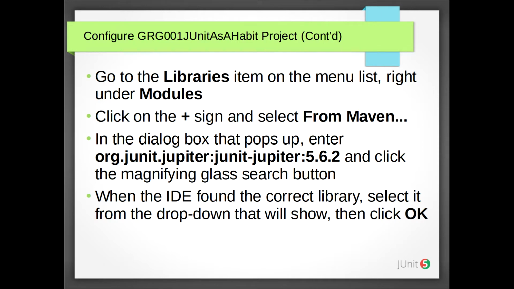In the dialog box that pops up, enter org.junit.jupiter:junit-jupiter:5.6.2 and click the magnifying glass search button. When the IDE finds the correct library, select it from the drop-down list that will show, then click OK.